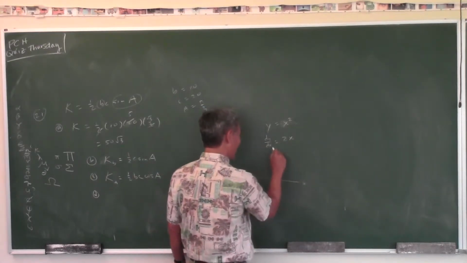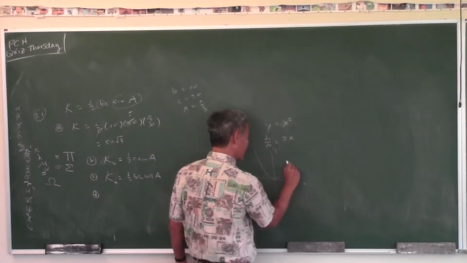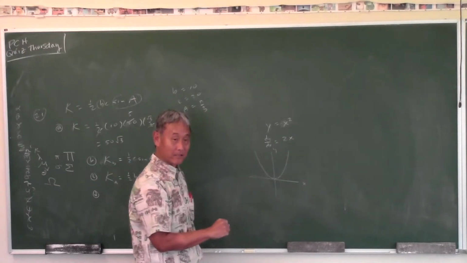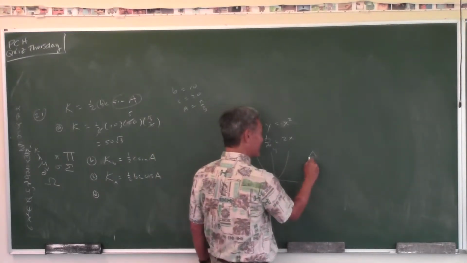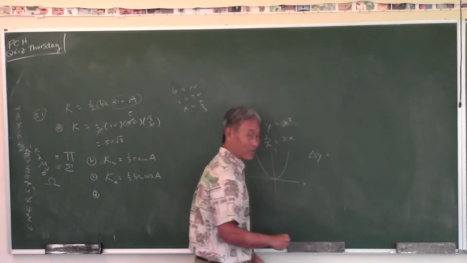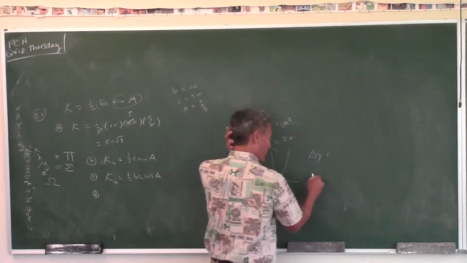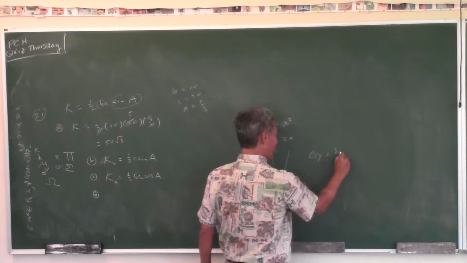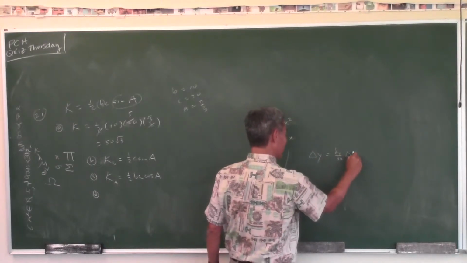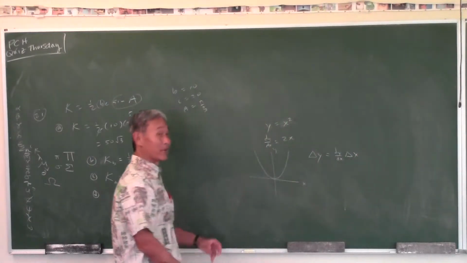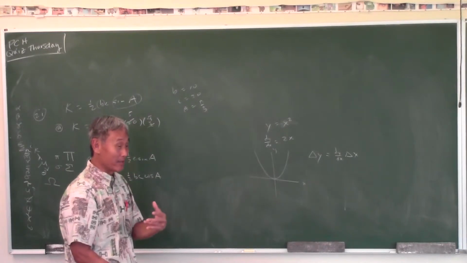Okay, so the graph looks like this, right? So we can approximate the change in y. Does this sound familiar, like Euler's method? It's dy/dx times the change in x, right? So dy/dx times delta x. So we can approximate the change in y.